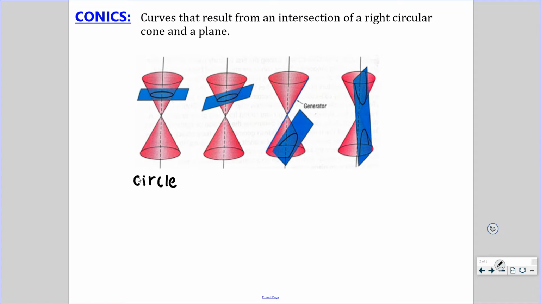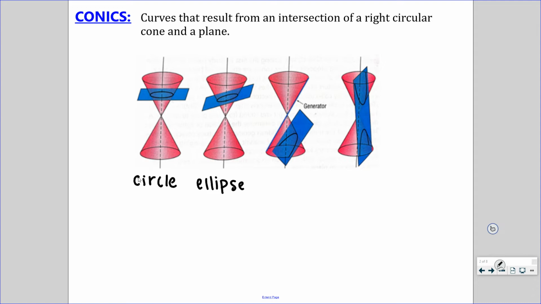We're going to spend 2 days on parabolas. This oval shape we call an ellipse. Which is the hardest to graph? Maybe hyperbolas, I don't know. These two are easy.